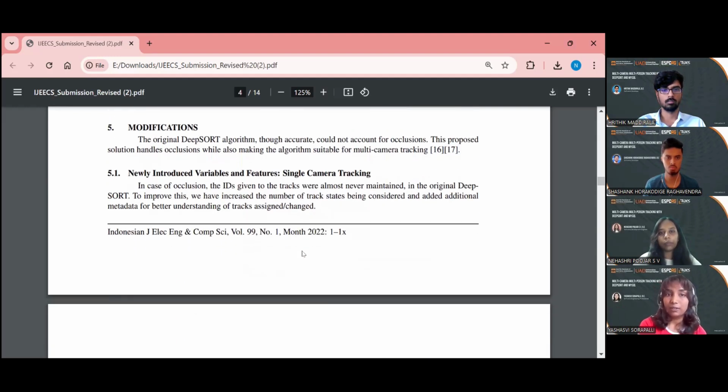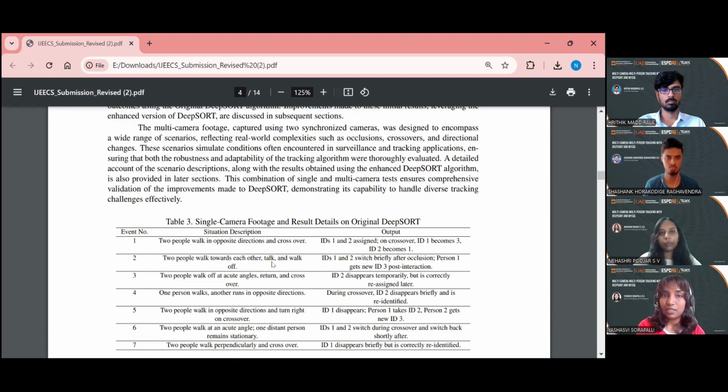So, points to note about the single camera footage: we have 7 cases, and they mostly fall into 2 types of categories. One is where the IDs are exchanged and new IDs are assigned within that video due to, let's say, crossover or occlusion. The second type of scenario that we faced was when IDs disappeared and were later reassigned. Each of the cases had small differences, like what was occluding them, but they fell overall into these 2 categories.